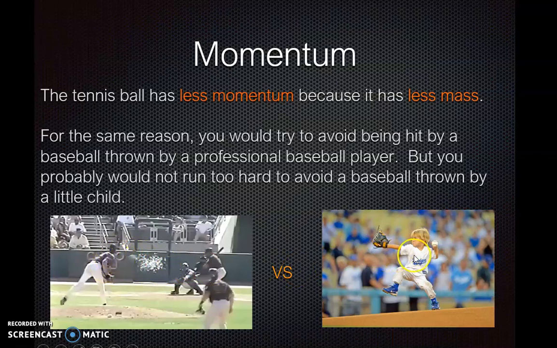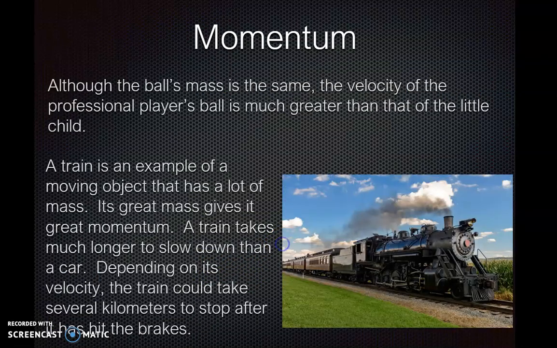On the other hand, if this little kid right here was throwing the same baseball, I probably wouldn't try to get out of the way as much as I would if Randy Johnson was throwing the ball. Why? Okay, the baseball's mass is the same, but the velocity of the professional baseball player is going to be much greater than that of the little child.